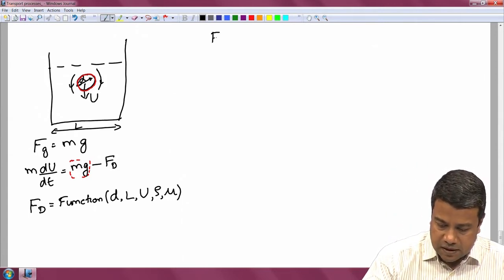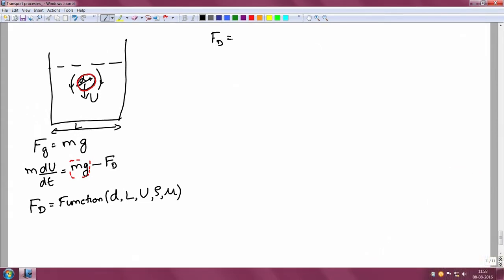The drag force is of course a force. It has dimensions of mass, length, t to the minus 2, mass times acceleration. That is the drag force. The diameter of the particle and the dimension of the tank both have dimensions of length.